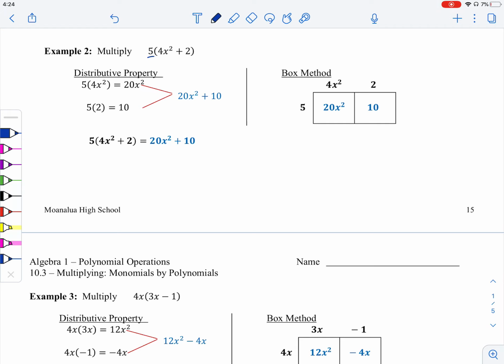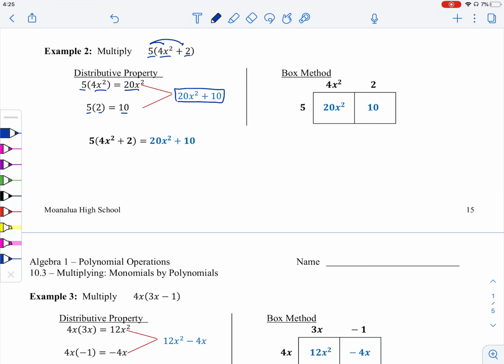So like first one, so we multiply 5, and we're going to distribute that to each term on the right. Right, so 5 times 4x squared is 20x squared. Right, 5 times 4 is 20x squared. And we have 5 times 2 will give us 10. So we end up with 20x squared plus 10x is our answer.